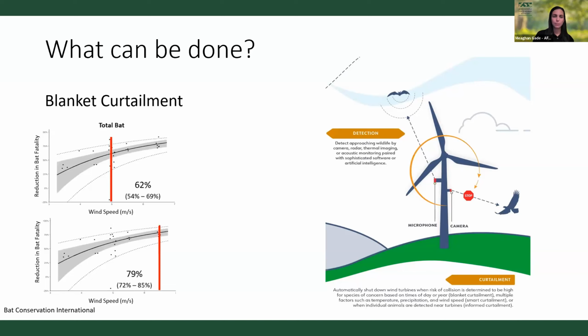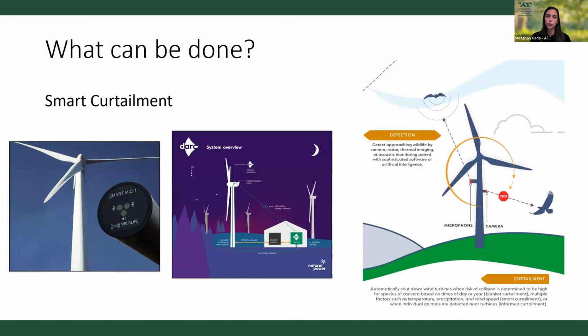There are some really smart people out there, and there's a new and emerging form of curtailment called smart curtailment. This is the idea that we can put detectors on the wind turbine itself that can actually detect the presence of a bat or a bird. And when there is a bird or bat present, then we can turn the facilities off. With bats, the SMART Mic 1 from Wildlife Acoustics can actually pick up different bat echolocation calls. And if there's a bat present, it sends a signal to the wind turbine to turn off because we have the potential of striking.